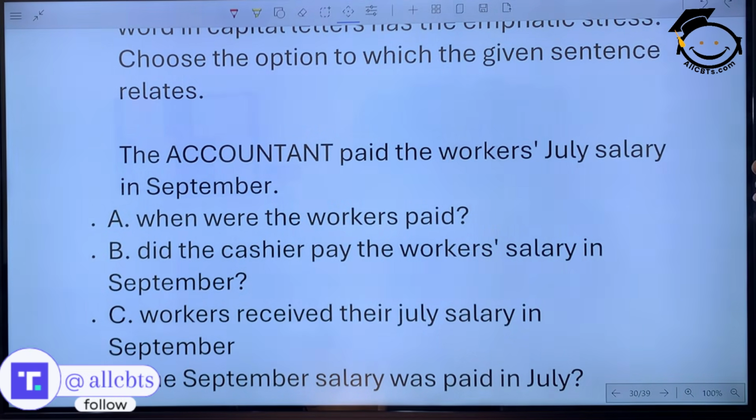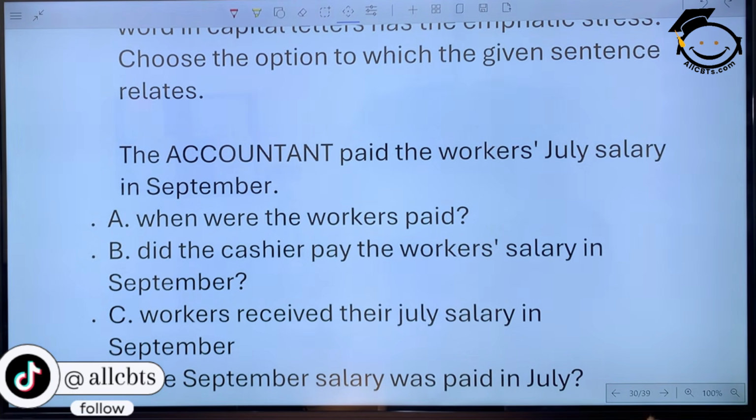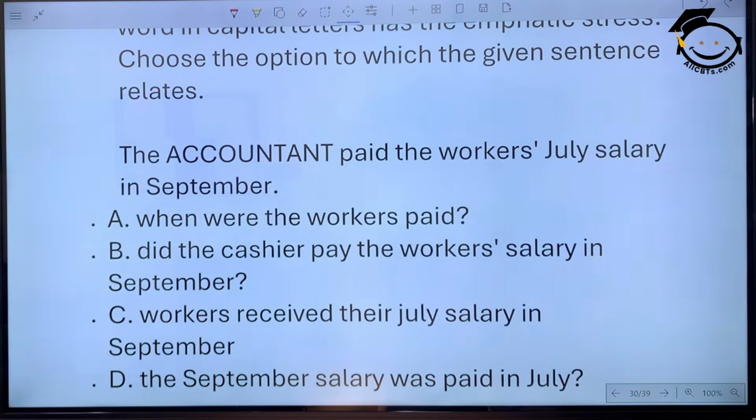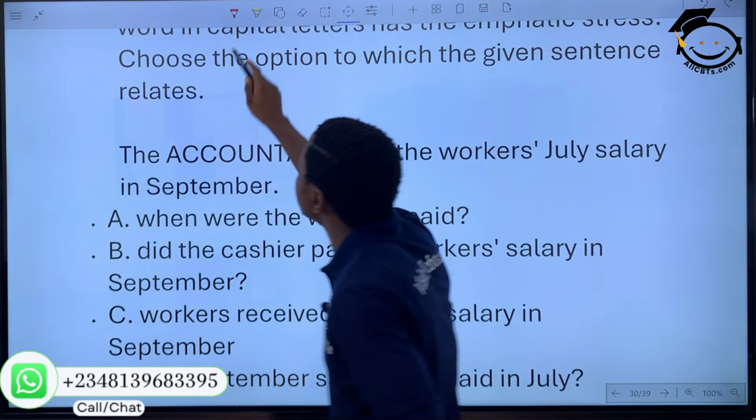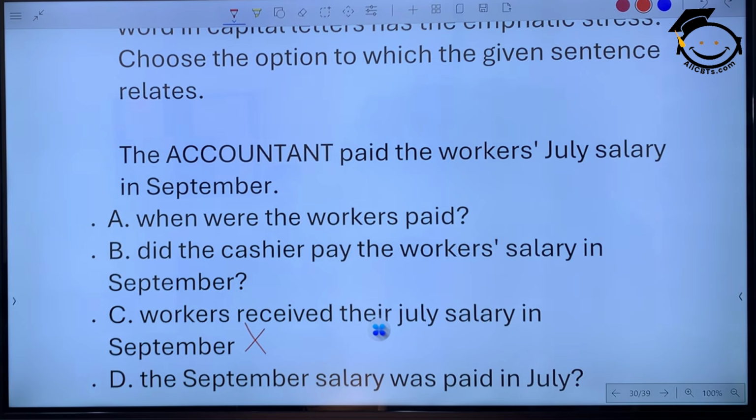Where were the workers paid? Okay, that's a good one. Let's see more. Did the cashier pay the workers' salary in September? That's another notable one. Workers received the July salary in September. This doesn't make sense. I can cut this off. The September salary was paid in July. There's no correlation to accountant. So it's between A and B.